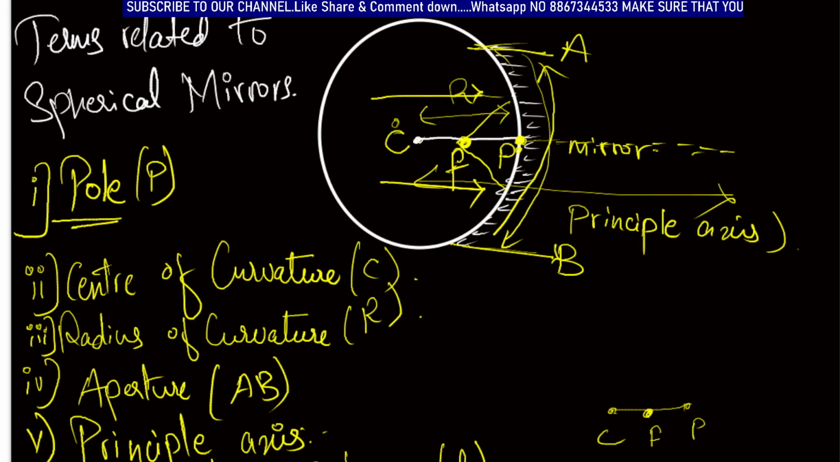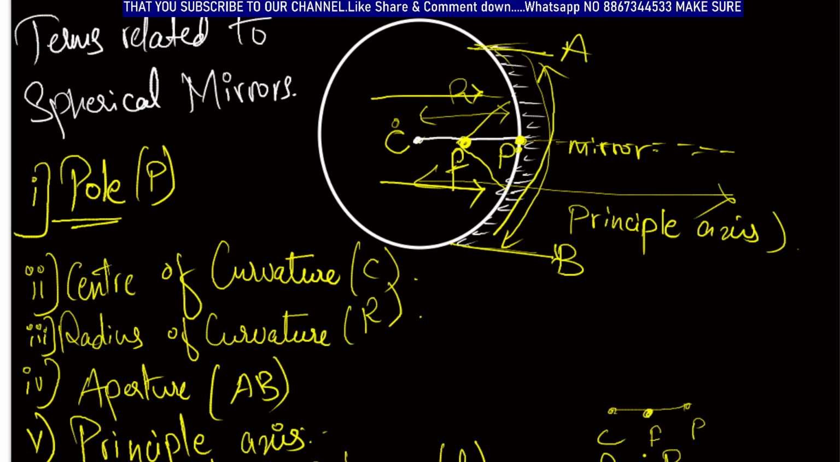One more thing to note is that focus is always R by 2, that is, it is half of the radius of curvature. Focus is always half of the radius of curvature.